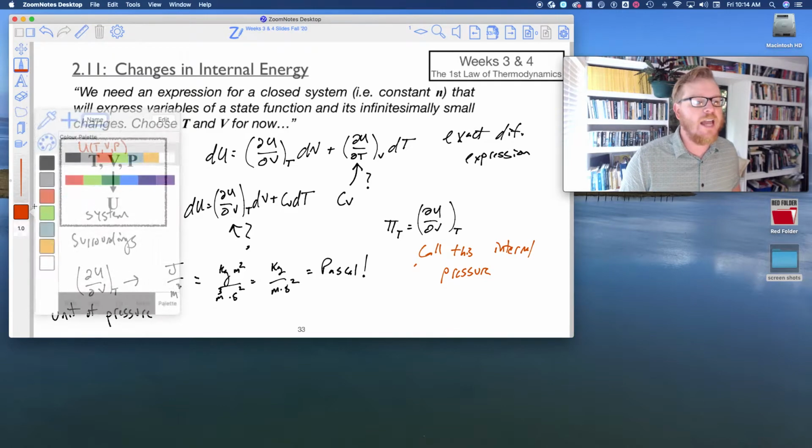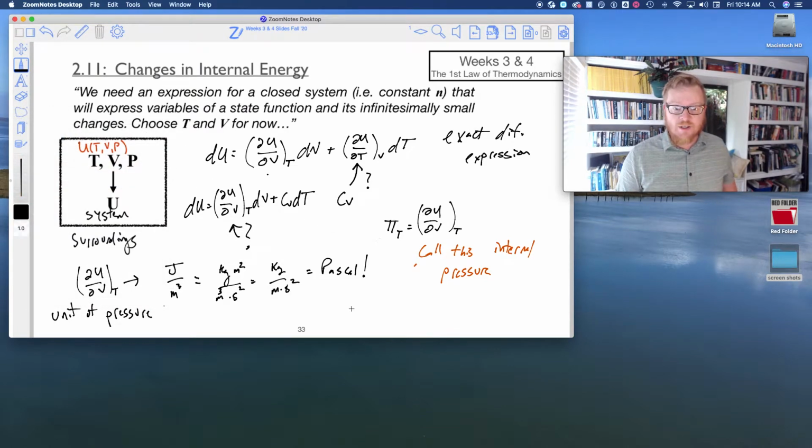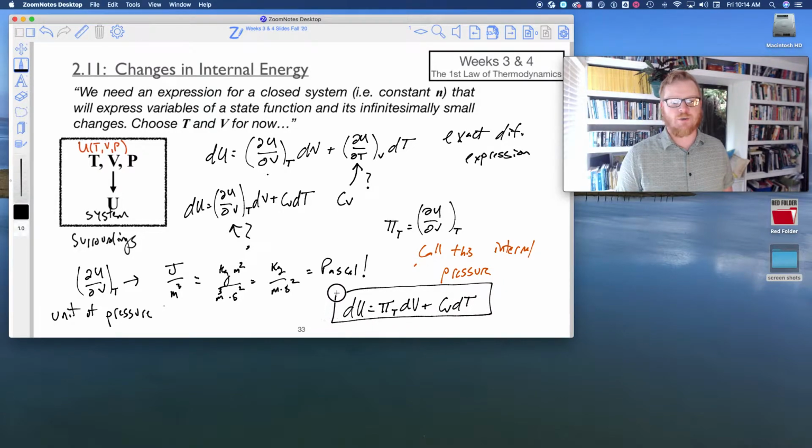But all the same, now we can rewrite our exact differential expression of U. We can replace those derivatives with their corresponding physical observables, which is pretty cool. So I can say now that dU is pi T dV plus CV dT. And that's a much nicer equation to look at than all of those nasty derivatives. We're going to see some other consequences of these derivatives as we move forward in the class.